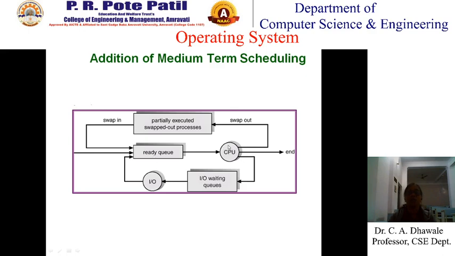Now, if the process has not been completely executed, it's a partial execution of the process, then this will be swapped out onto the hard disk. That is, the partially executed process will be kept on the hard disk, and then again after some time it will be loaded into the main memory in a ready queue, and then it will be executed.